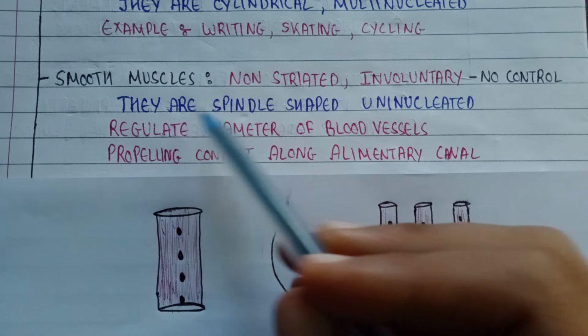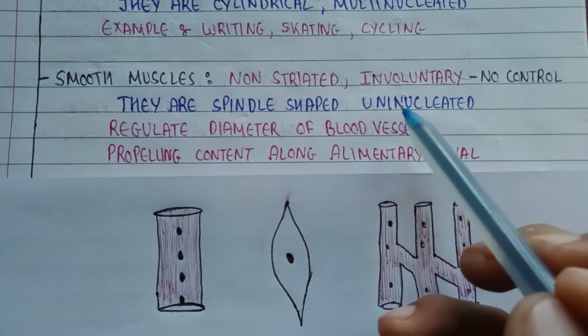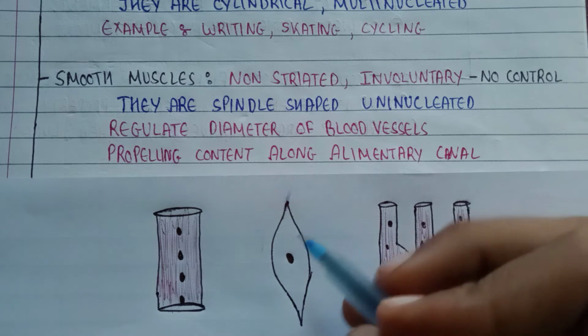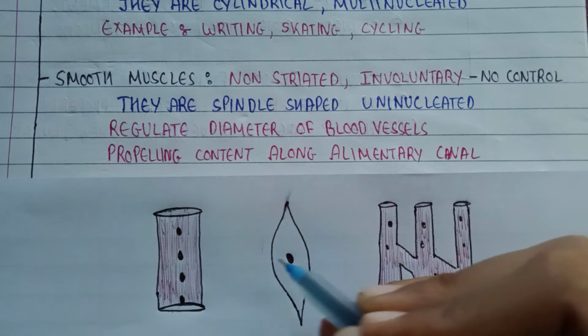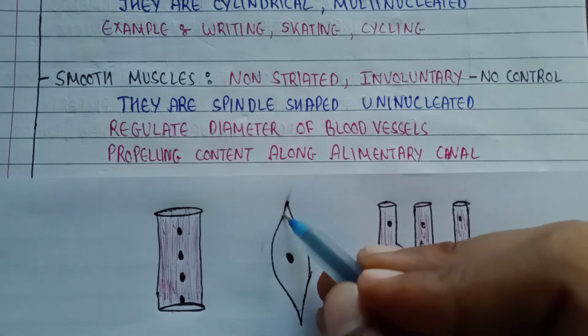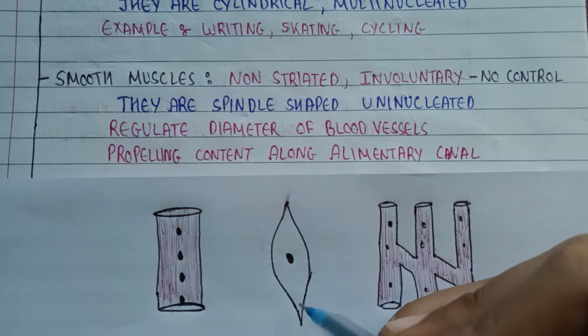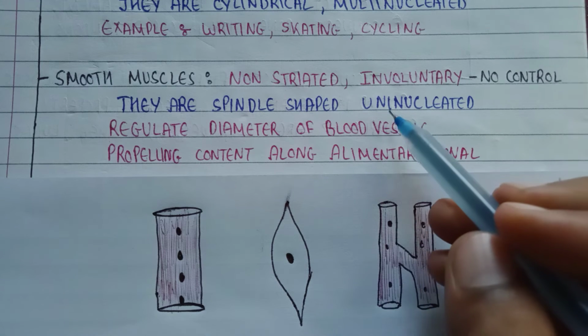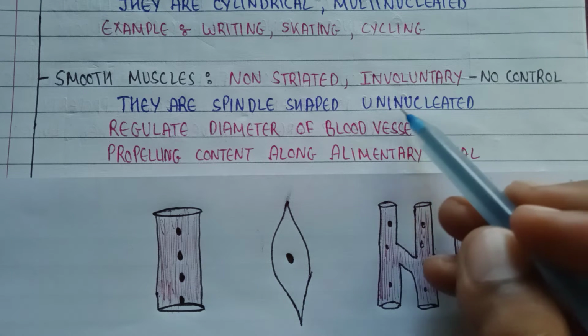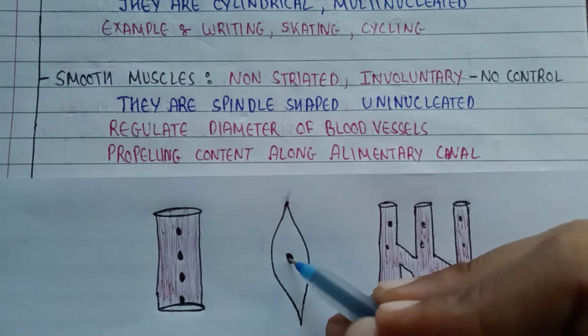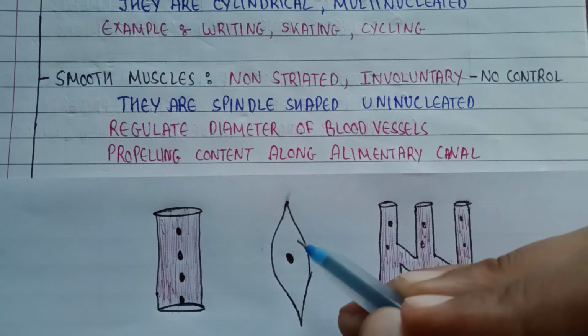Coming to the shape, they are spindle shaped and uninucleated. Spindle shaped means they are broad in the center and thin at the edges. This is known as spindle shaped. And smooth muscles are usually uninucleated. Uninucleated means they only have one nucleus.